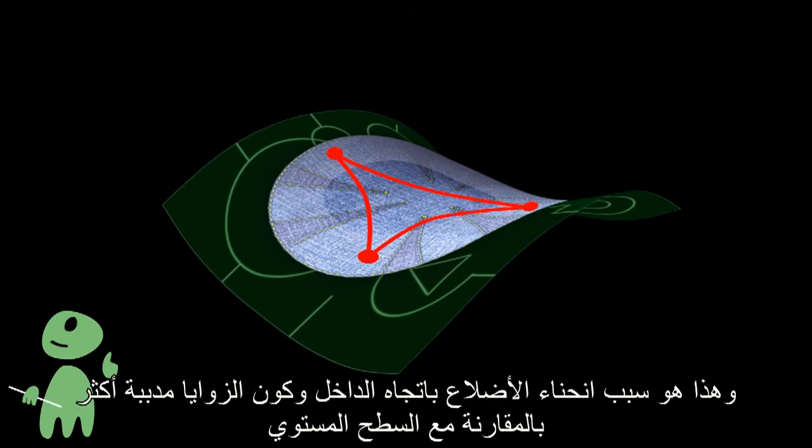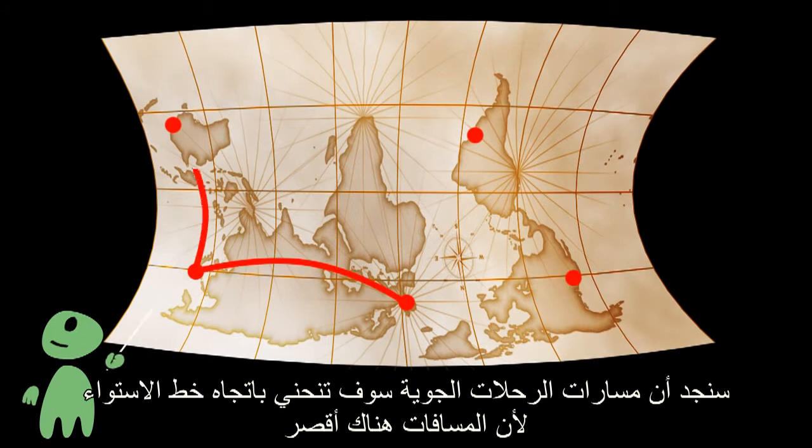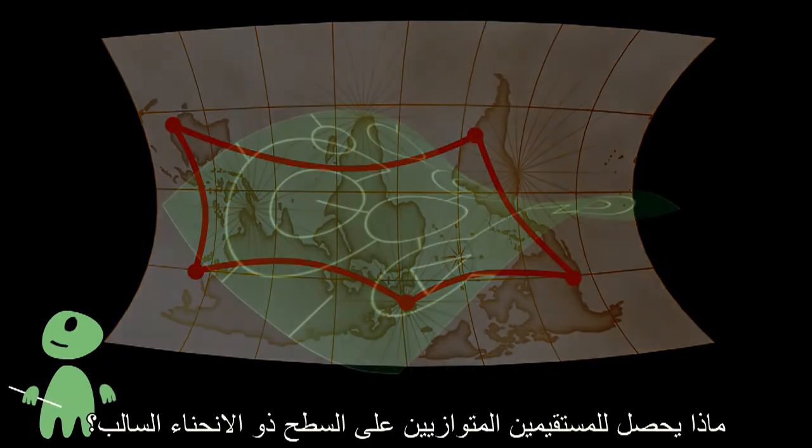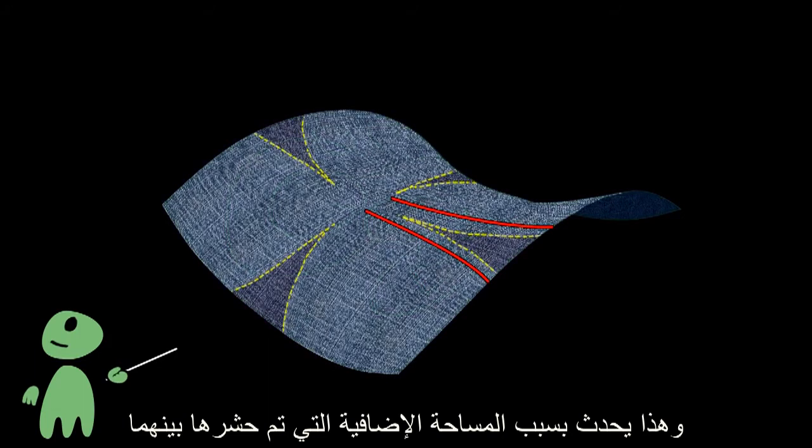Far from the center we have more surface than you might expect. In consequence, shortest connections between corners avoid the outskirts and take a shortcut through the center where distances are smaller. That's why the edges bulge inwards, and the corners are pointier than on a plane. For example, if Earth were a hyperboloid, you would see flight paths bending towards the equator, because the distances are shorter. What happens to parallel lines on a negatively curved surface? Well, they diverge. That happens, so to speak, because of the additional fabric inserted between them.